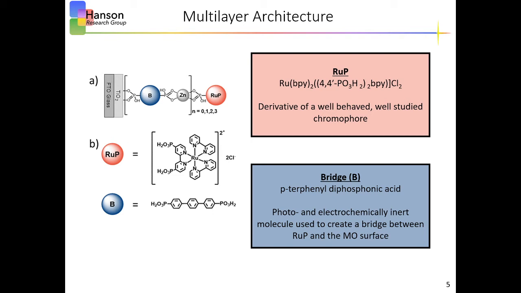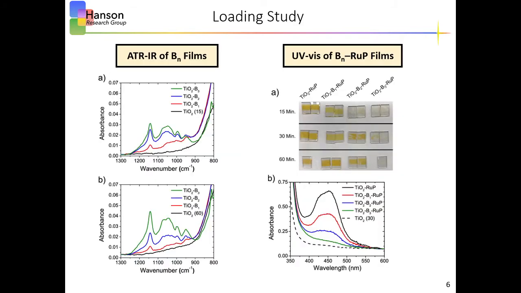Using attenuated total reflectance infrared absorption and UV-vis spectroscopy, we observed that at least two molecular layers could be formed on all films, but subsequent loading was dependent on the porosity of the TiO2. Rough estimates indicate that in a film with 34 nanometer average pore diameter, the maximum multilayer thickness is in the order of 4.5 to 6 nanometers, which decreases with decreasing pore size.